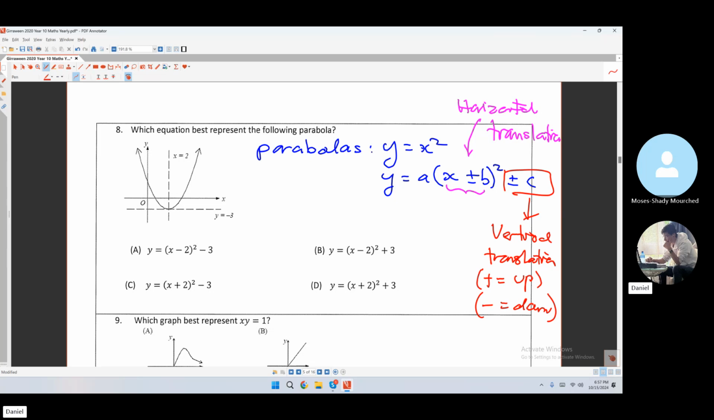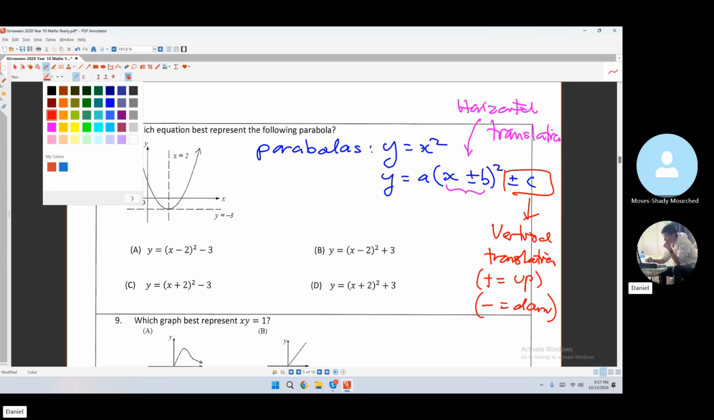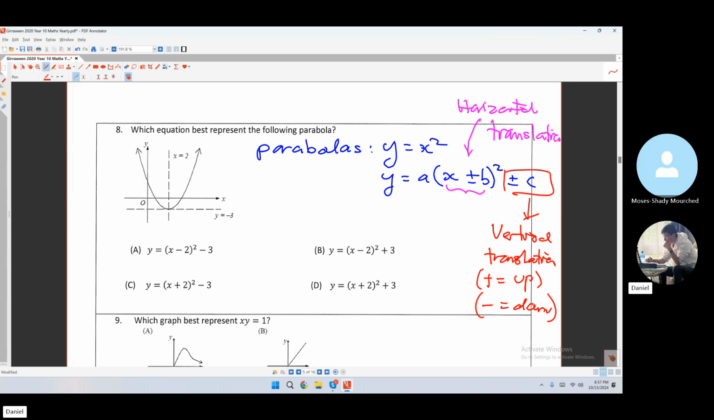However, inside a bracket, you do the exact opposite of what it tells you to do, okay? So inside the bracket, you switch it. You have to do the opposite. So in this case, plus means this way, but because it's inside and it's opposite, you actually go to the left. Now, if it's minus, which is on this side, you do the opposite, which means you move to the right.